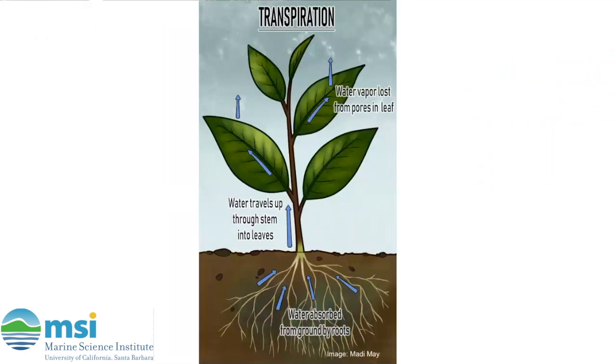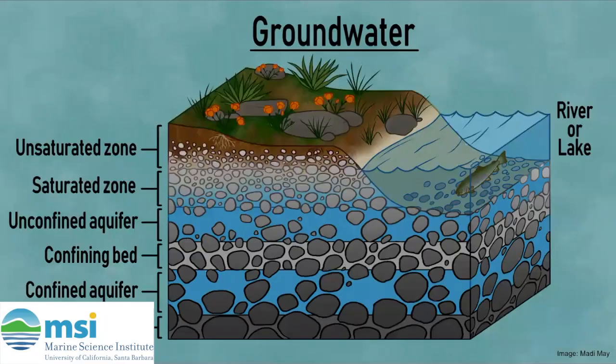As you can see, transpiration occurs when water is absorbed from the ground by the roots of a plant. This water travels up through the stem into the leaves of the plant. This water then is lost as water vapor, or water in its gas stage, as we learned with Courtney, through the pores in the leaves. Next, let's look at groundwater and the groundwater discharge a little bit closer.